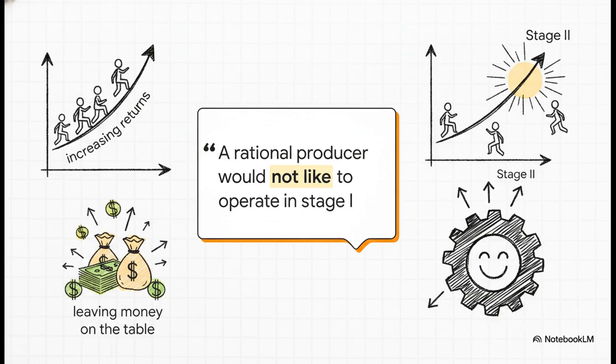Well, because the average product of your variable factor is increasing throughout this entire stage. If you stop hiring and stop expanding before stage 1 ends, it means you're literally leaving money on the table. You are not taking full advantage of the constantly rising productivity of your workers. A rational producer keeps hiring to intentionally exit stage 1, aiming for that sweet spot of stage 2 where profits are truly maximized, right before diminishing returns eventually kick in.